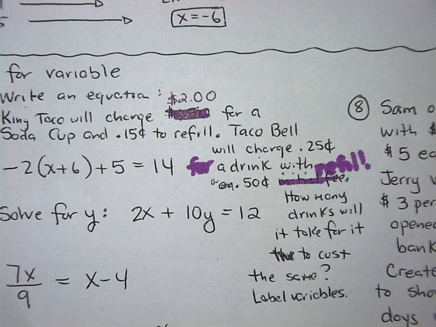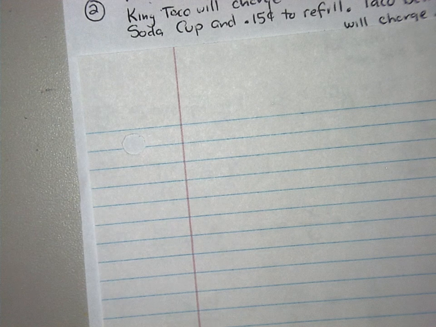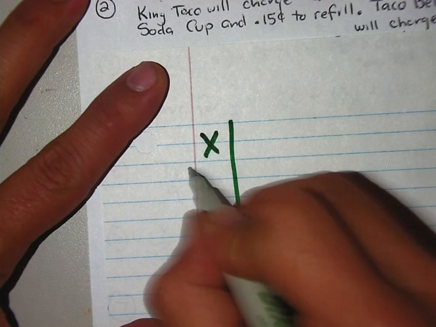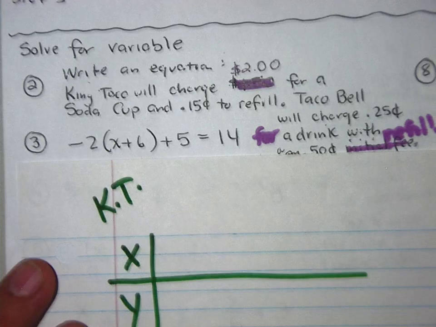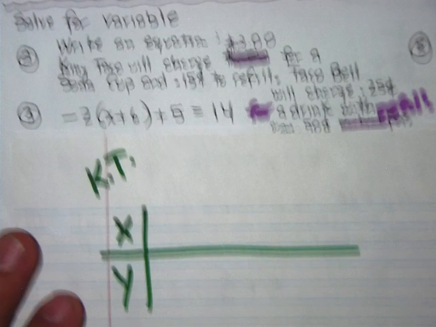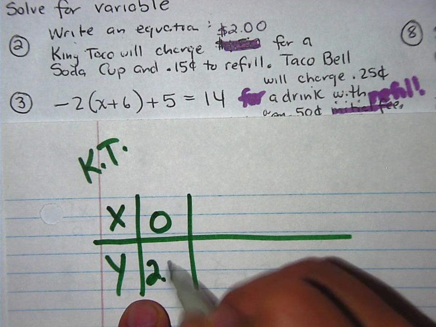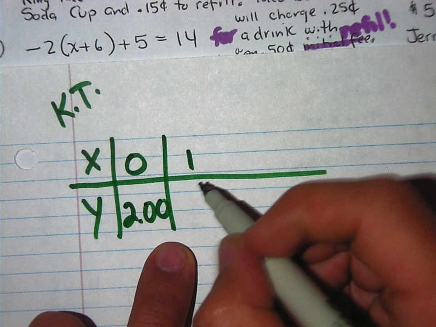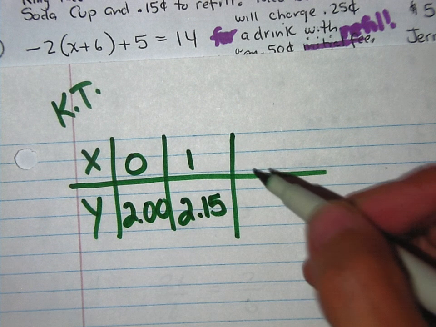So on the test, they're going to say, give me an XY table. Give me an equation. So there's a growth in this equation, right? So I could do an XY table. Let's do one for King Taco. How much are they charging you? $2, and 15 cents every refill. That's your growth. So how many for 0 refills? $2. How about for 1 refill? $2.15, because you already paid the $2.